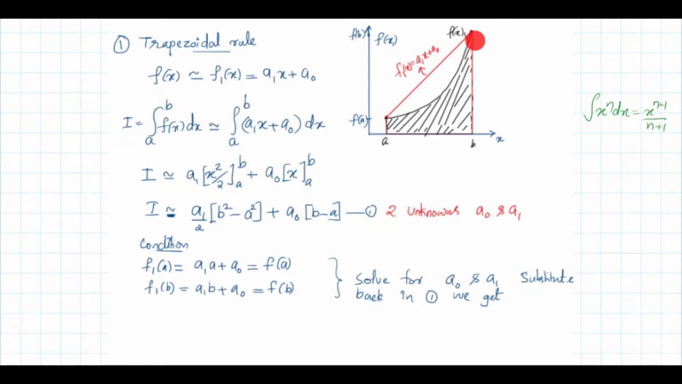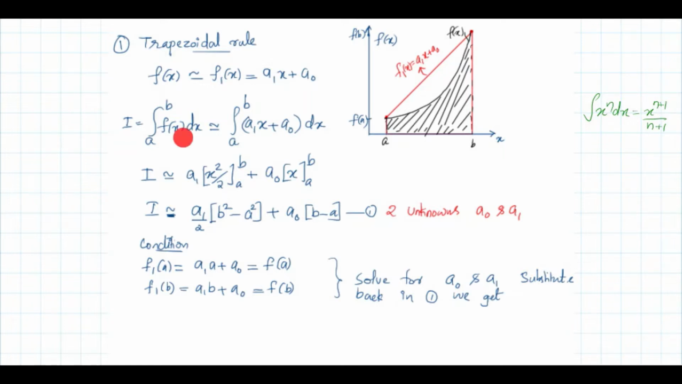That is, this straight line should have the same value as that of f of x at x equal to a as well as at x equal to b. So that is the condition. This straight line and the original curve should have the same value at both endpoints.